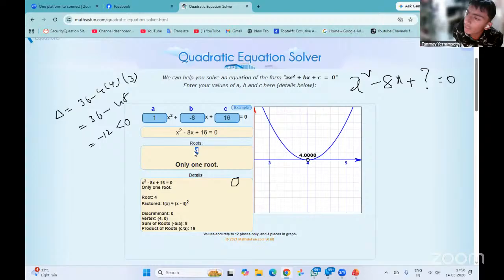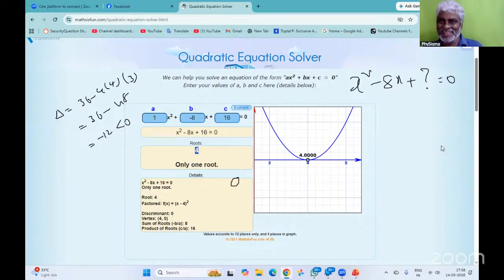Because when there is only one root, delta is equal to 0. So in b squared minus 4ac, it is equal to 0. B square means 8 square, 64. 64 minus 4 into 1 into 16, 64 divided by 4. Correct only. Yeah, very good. You got a good catch.